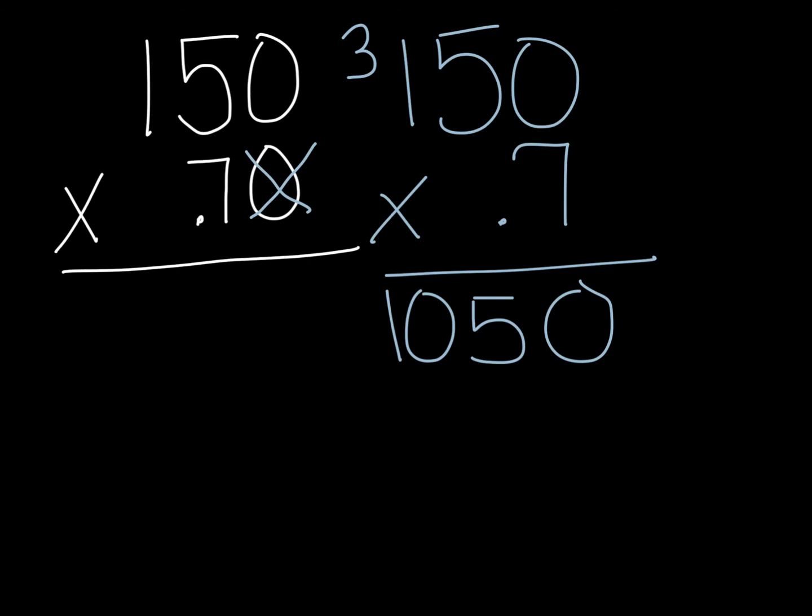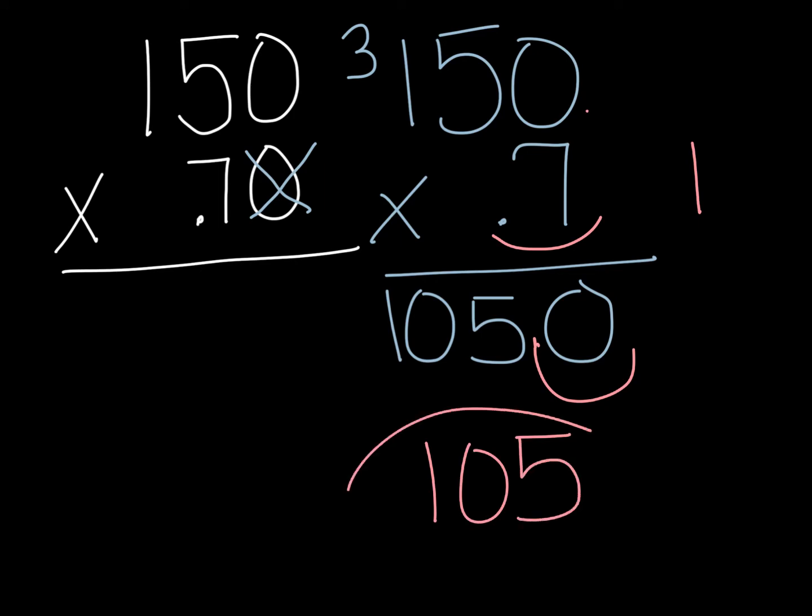Next, we find out where the decimal places go. So in 150, there's no decimal point. Well, it's here, but there's no number to count in from. So here we're counting in 1 decimal place. So in the answer, we're going to count in 1 decimal place, and our answer is going to be 105.